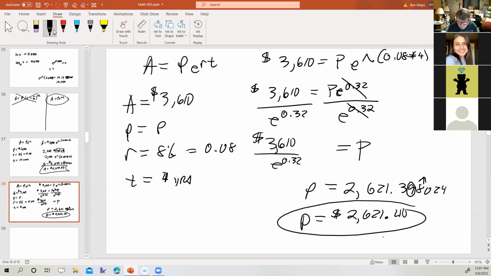Okay. Read the questions carefully. Students often miss this question because they don't read carefully. They treat it as though this is P and they're looking for A. So read the directions carefully. Okay. Any questions about that one?